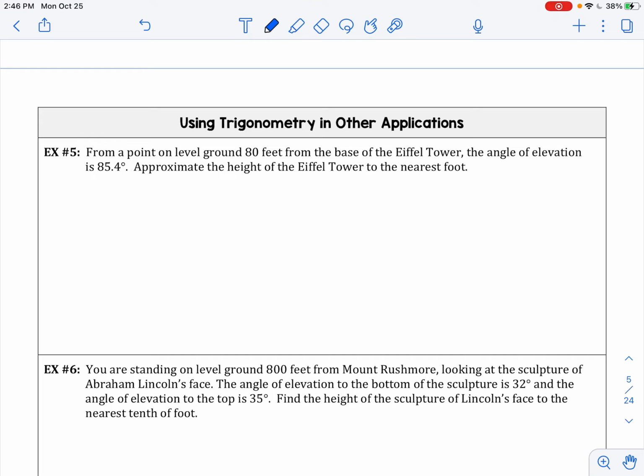Let's look at example 5. Does this one make more sense? So the point above the ground is 80 feet from the tower of the Eiffel Tower. So I'll put my Eiffel Tower here. I think this is a problem we're used to solving. So it's 80 feet from here. The angle of elevation from here to here is 85.4. Okay, and you want to get the height.